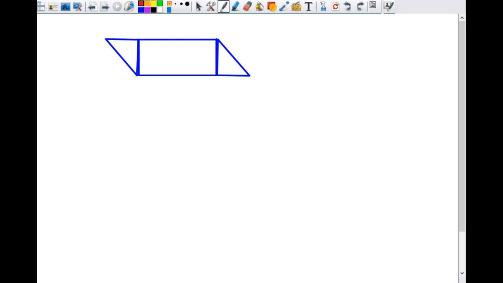Normally to find the area of a shape like this, you'd have to split it into different parts: this, this, and this. So you'd have to find the area of this triangle plus the area of this rectangle plus the area of this triangle, right? That's what you'd normally have to do. But parallelograms have a very special property.